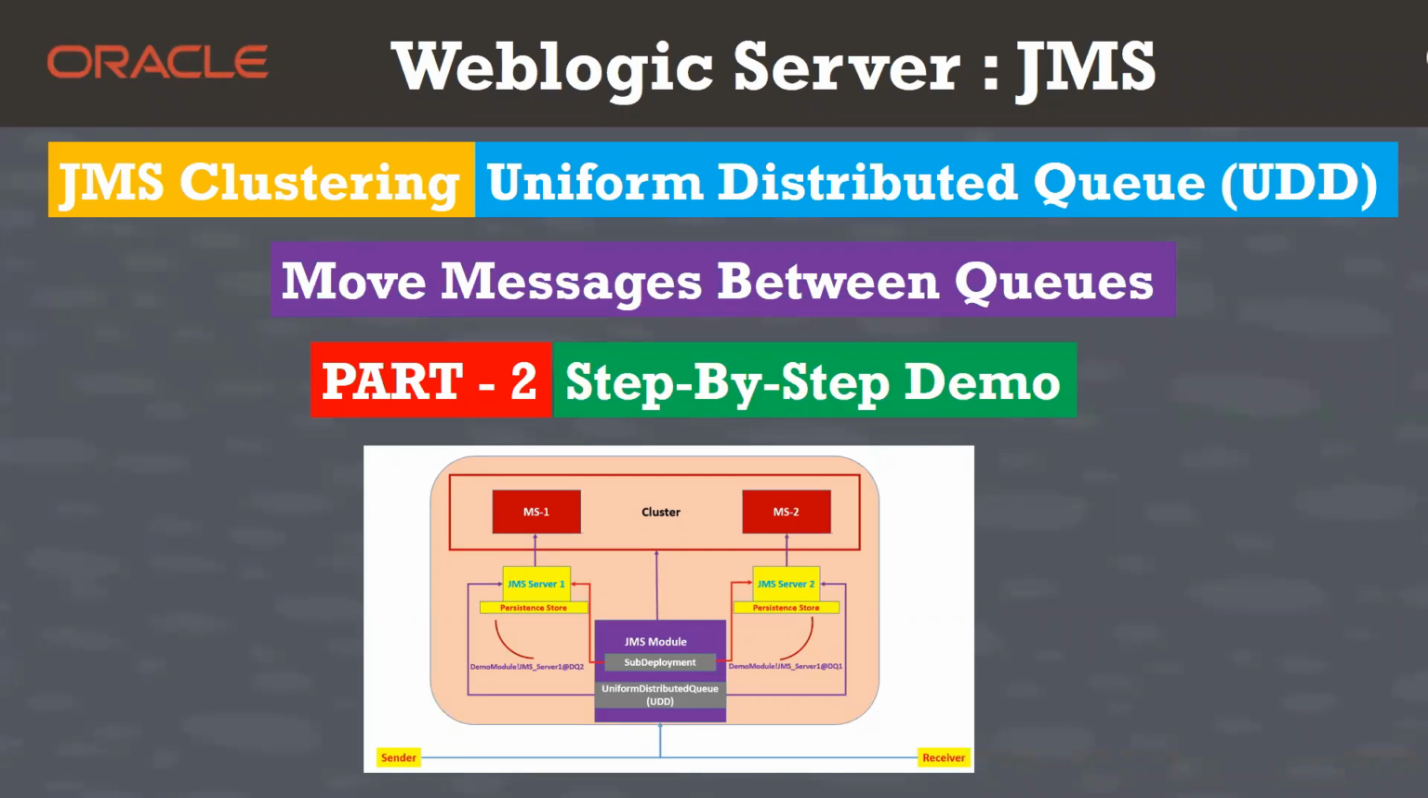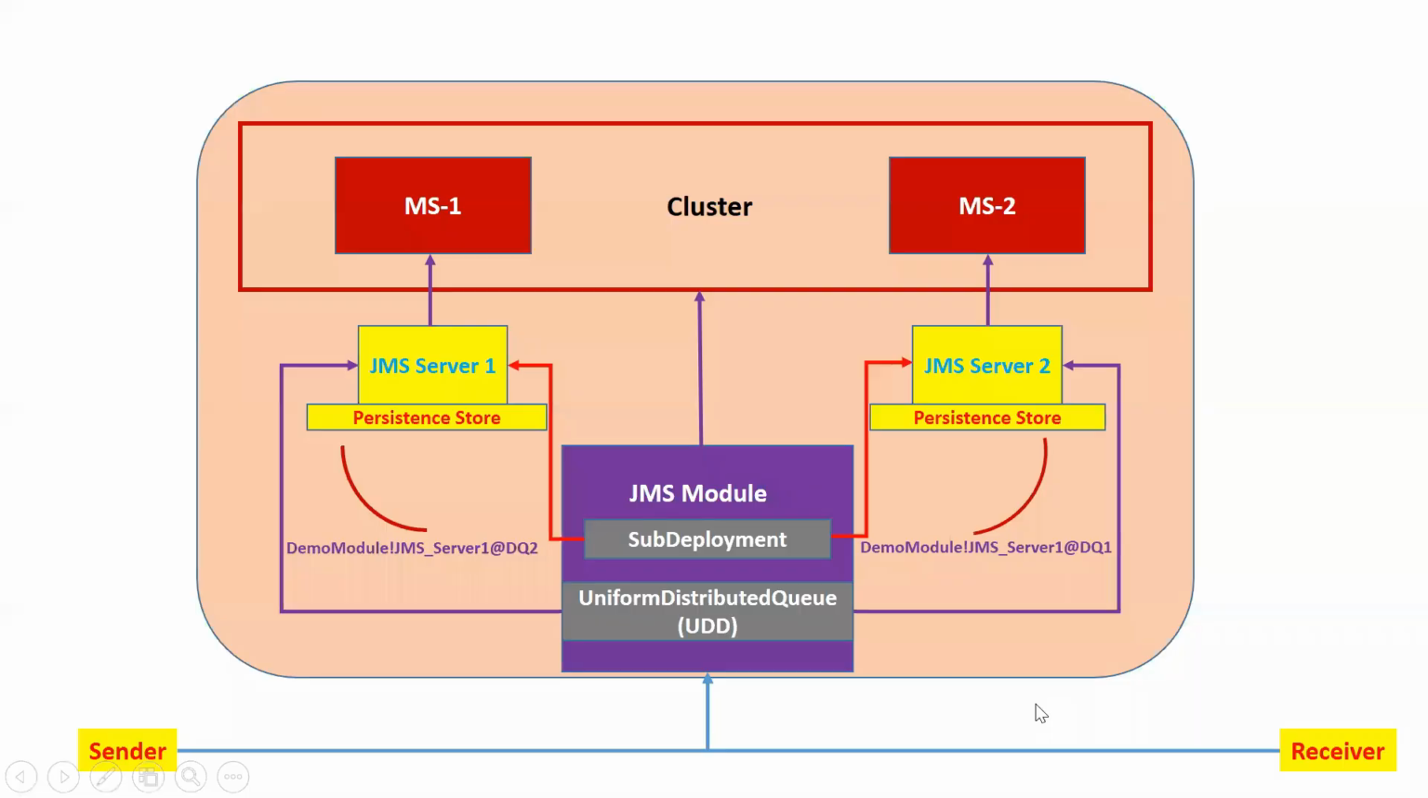In part 1, we went through the basic concept of JMS clustering, where we saw that when we need clustering of JMS, which is a singleton service, how we can utilize the uniform distributed queue. In this video, we will see the demo of that: how we can configure a uniform distributed queue and how we can send and read messages from it. Along with that, in case of a problem with one of the JMS servers, how you can move the messages from JMS server 1 to JMS server 2 for processing.